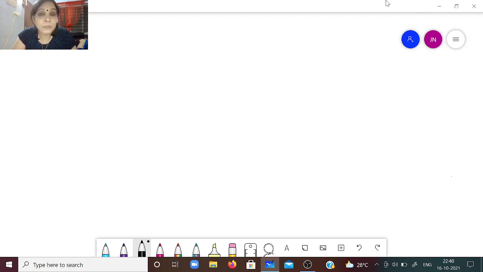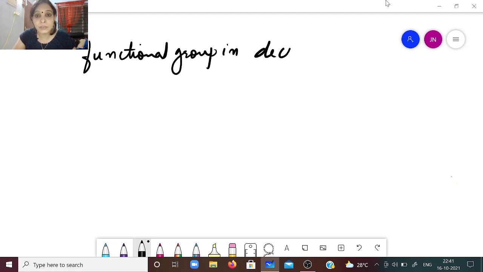Now the fourth part. In the fourth part, I am mainly telling the priority order of the functional groups. That is, if more than one functional group is present in a compound, which functional group is to be given importance? That is known as priority order. So first I will write the priority order, the functional groups in decreasing order of priority.